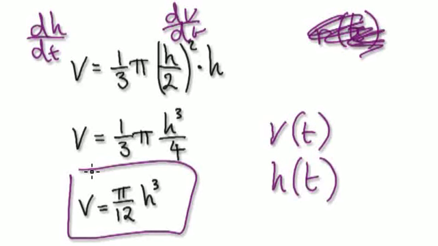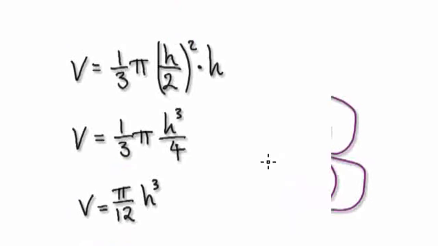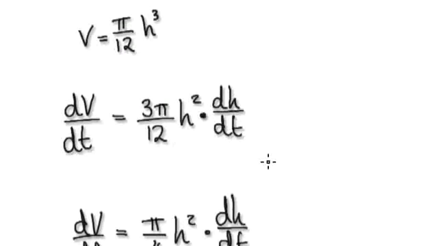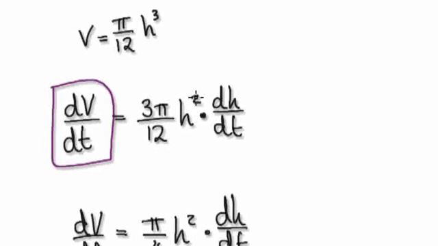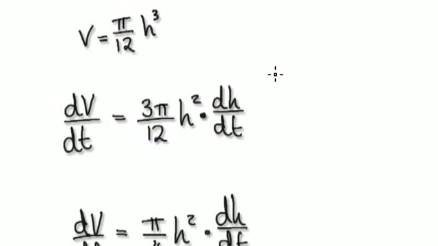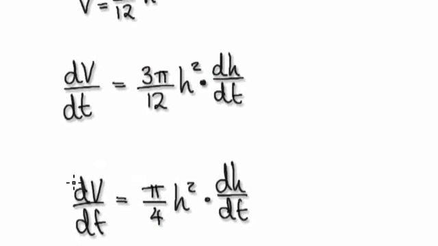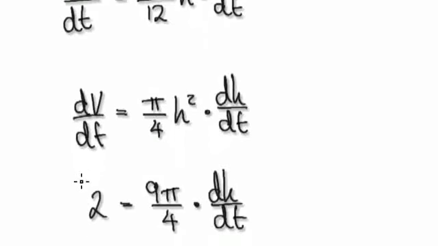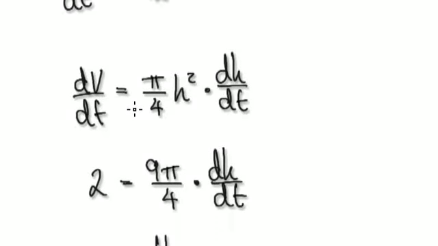So once you're here, use implicit differentiation. Bear in mind that V is a function of time, H is a function of time. So when you differentiate it, it will give you dV by dt, and differentiate this, so this gets multiplied down here, that will then give you this. The power itself gets minus 1, but because H is a function of time, you've got to stick in this dH by dt. Okay, and then tidy up, it will then give you this.